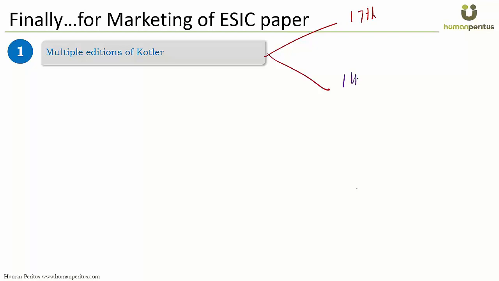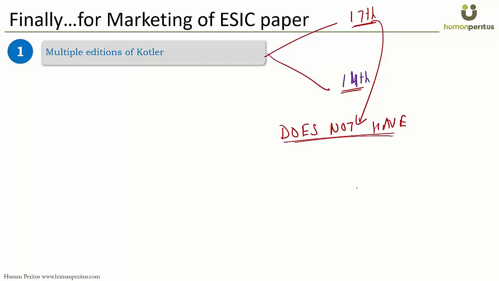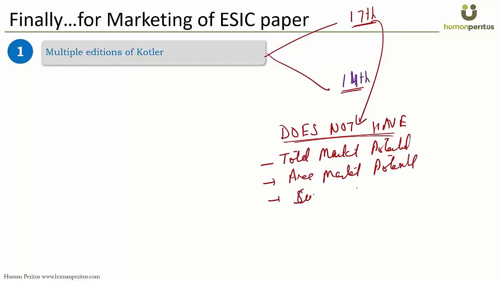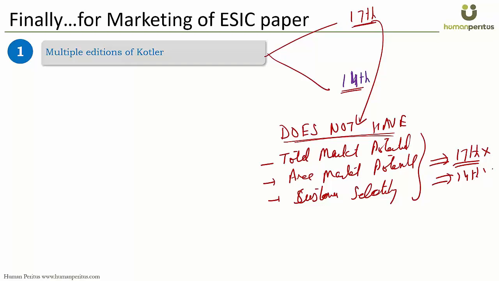There are a lot of concepts which were there in the 14th edition, which are not there in the 17th edition, but questions are still coming from that 14th edition book. I'll give you some examples, and then you can verify yourself. For example, this new 17th edition does not have a chapter on demand measurement and forecasting. You can check these concepts. For example, what is total market potential? Similarly, check area market potential. Or you can check this keyword, what is customer selectivity? You will not find these keywords in the 17th edition, but they are available in the 14th edition.